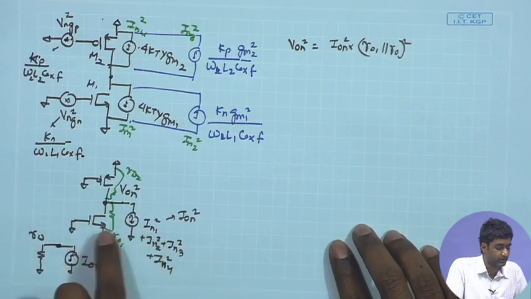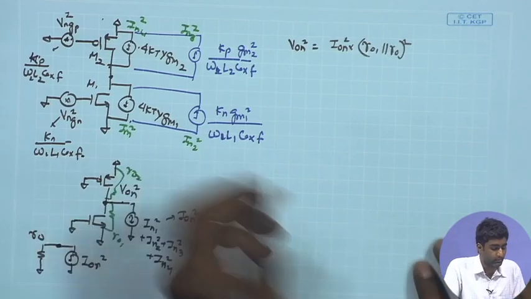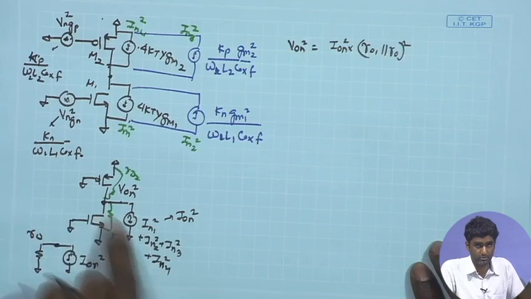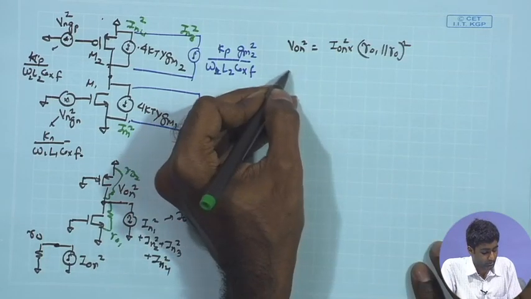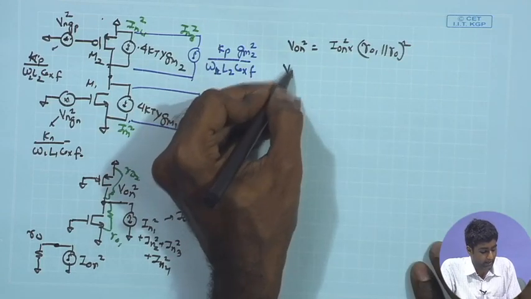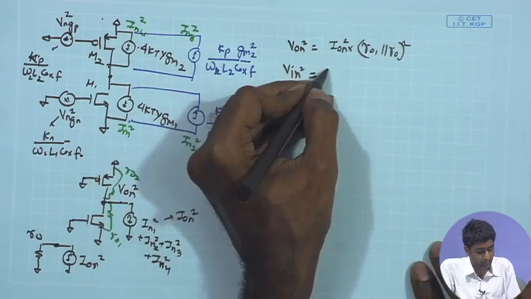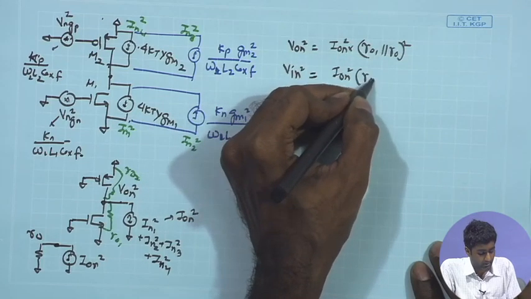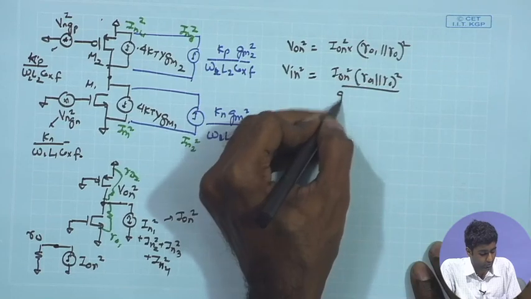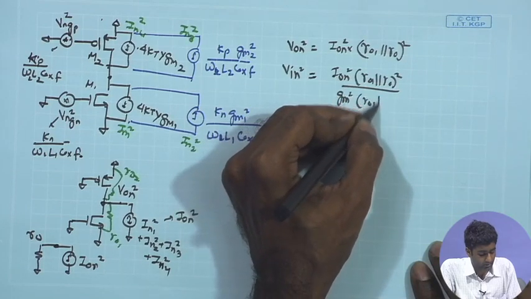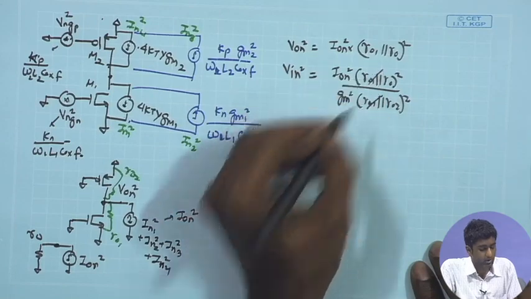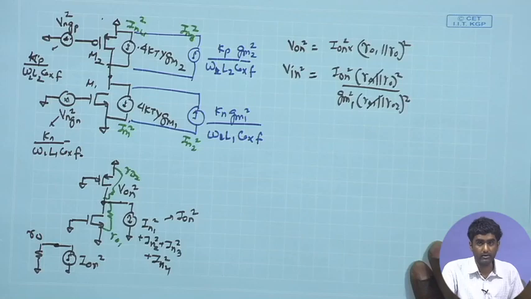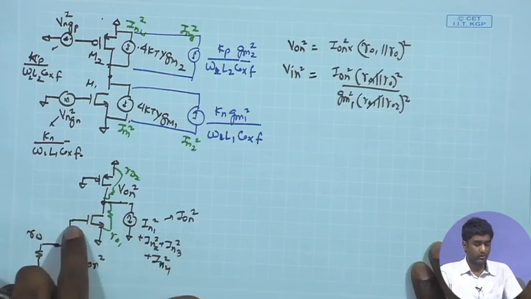So, for that once again I will divide this entire VON square by the gain square of the circuit, which is GM square RO square. So, if I have to get back to VIN square, there once again I will look at this quantity divided by GM square times RO1 parallel RO2 square. So, basically in order to get the input referred noise I have to get the ION square divided by GM1 square, that is the quantity we are interested in.